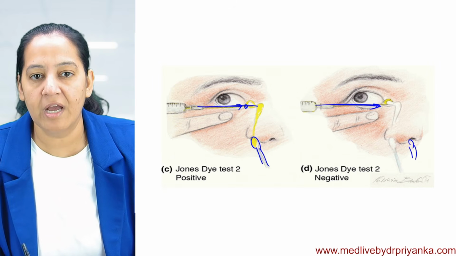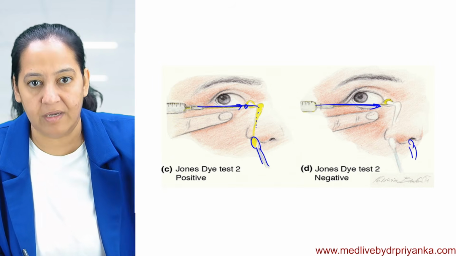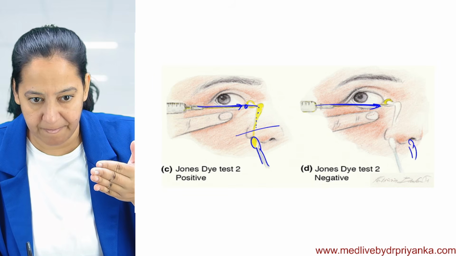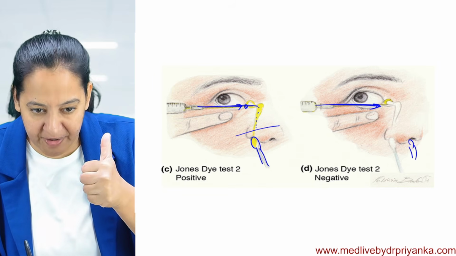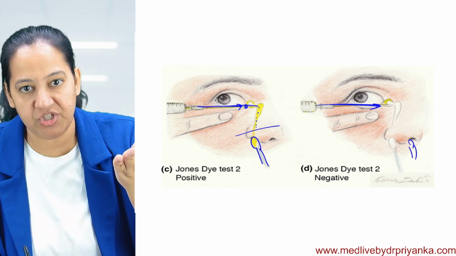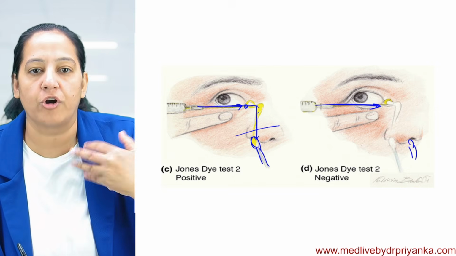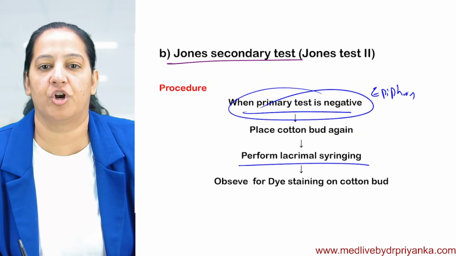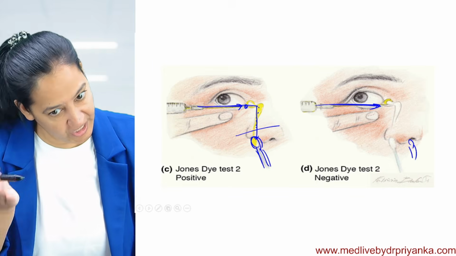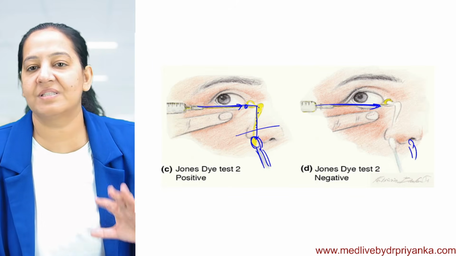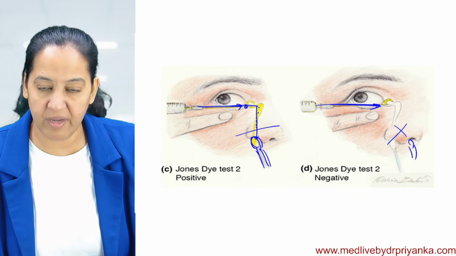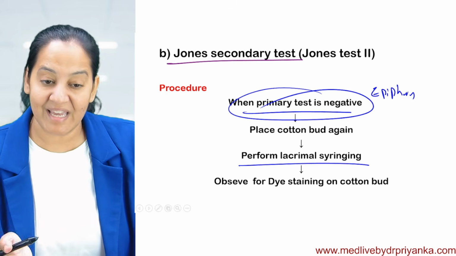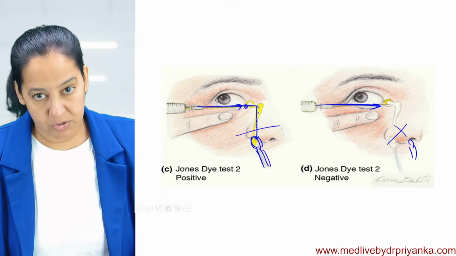Now, if there is partial obstruction anywhere, initially it was unstained because of the partial obstruction. But if you give pressure from behind, the partial obstruction is overcome and the cotton bud will be stained. So it indicates partial obstruction. If it is stained now, though initially it was unstained, that indicates partial obstruction. But if even after doing so it is unstained, the cause is lacrimal pump failure.